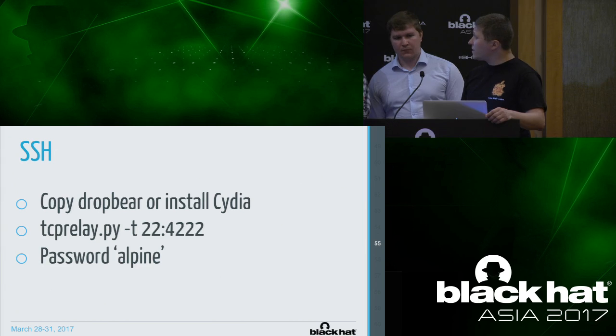So after that, it's nice actually to have some SSH access to your device. You can do this in two different ways. You can install Cydia or copy Dropbear. Then on a desktop computer, you're just using TCP relay, which creates a tunnel to your device. And then you use regular SSH with the password alpine to access your device.